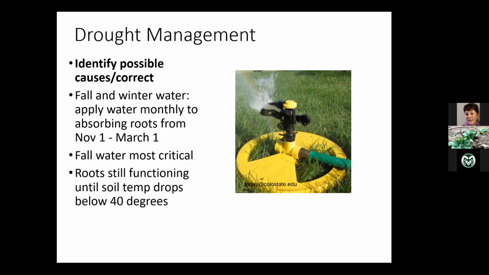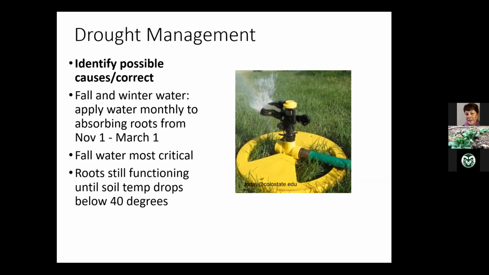Fall and winter watering can be done. You can recommend watering once a month to trees and shrubs from like November 1st to March 1st. Fall watering is the most critical time. And this is because the roots are still functioning until soil temperature drops below 40 degrees. So if the soil temperature is above 40 degrees and your air temperature is above 40, that's a good time to winter water. You could do that like once a month. Roots are still functioning, but very, very slowly during the winter time.